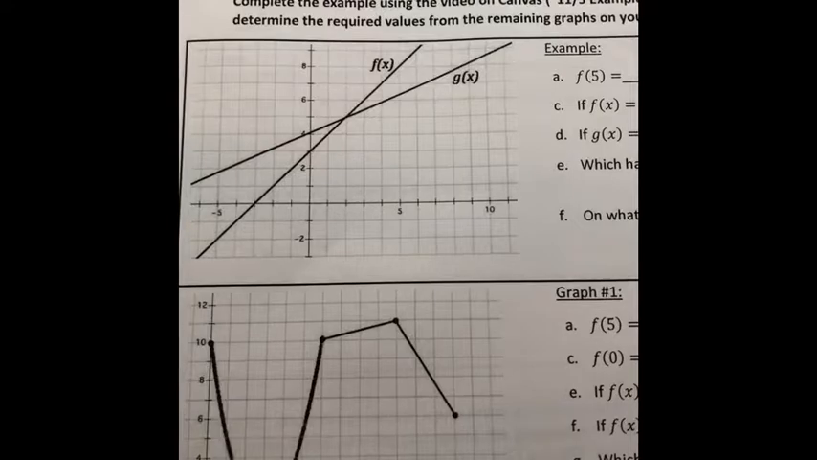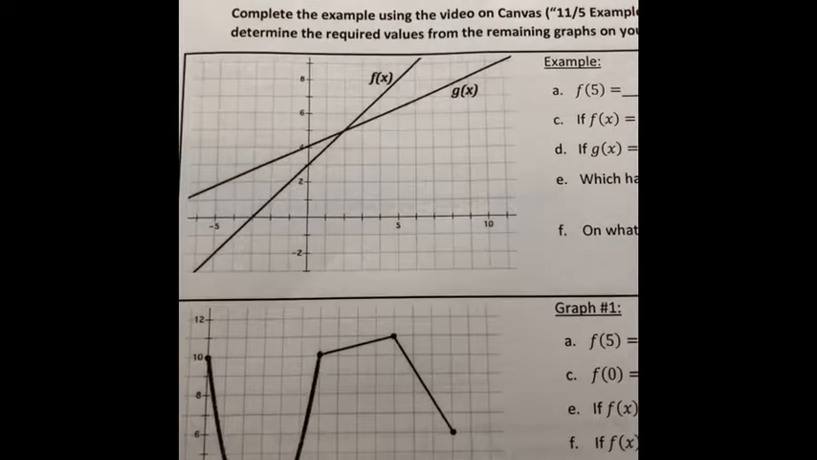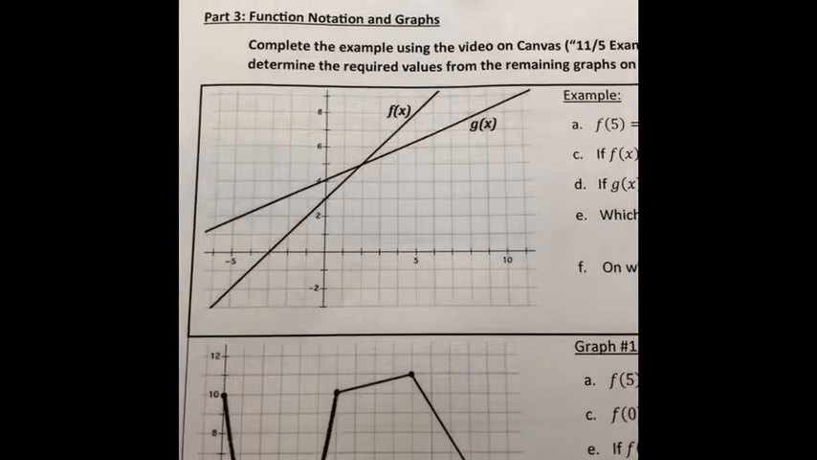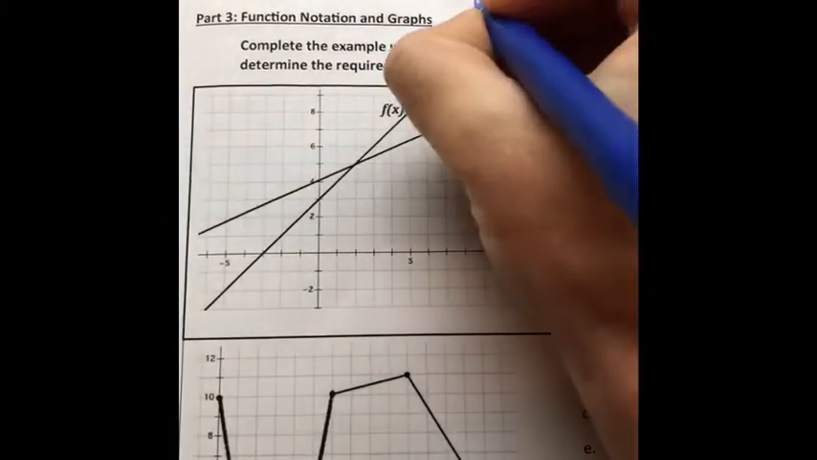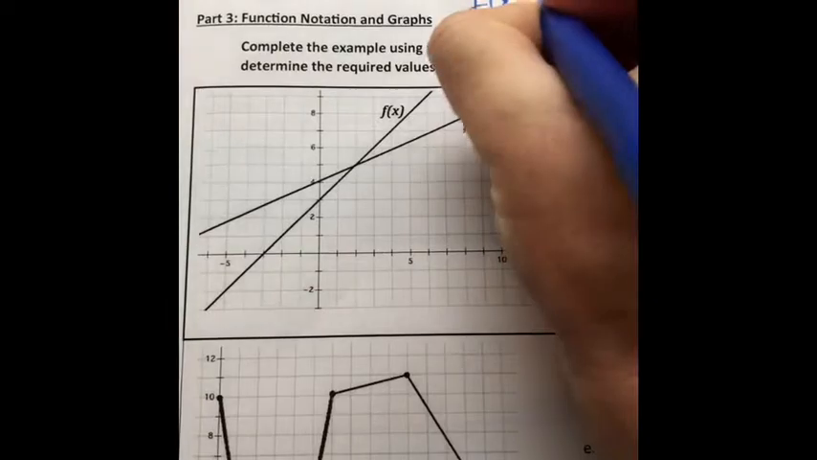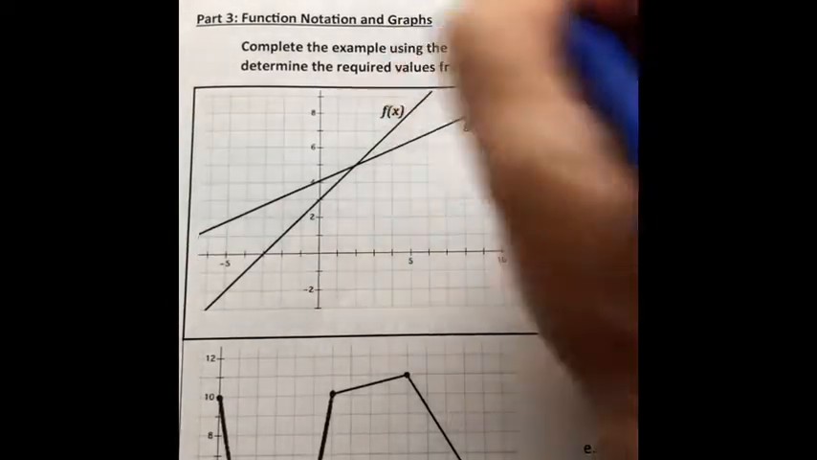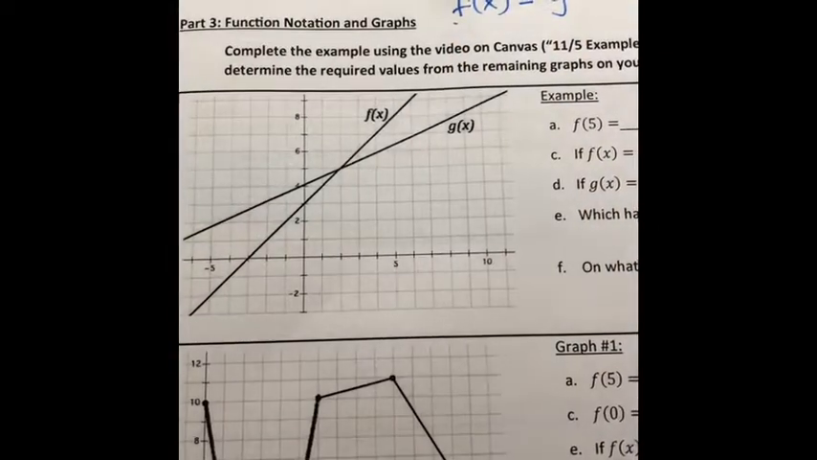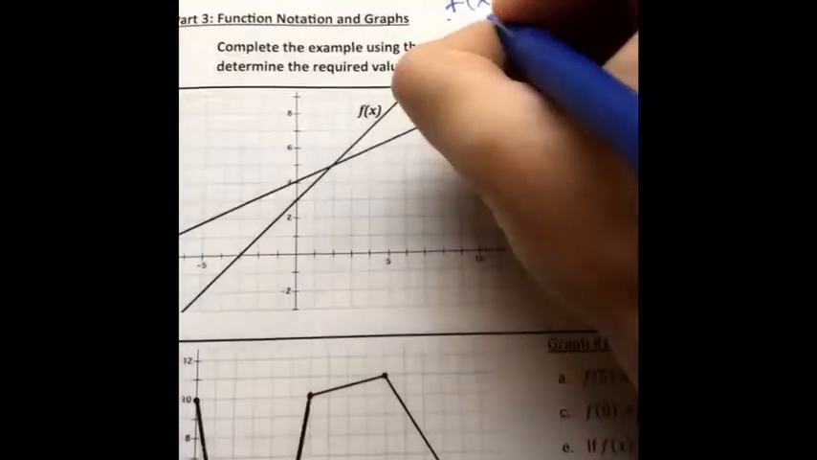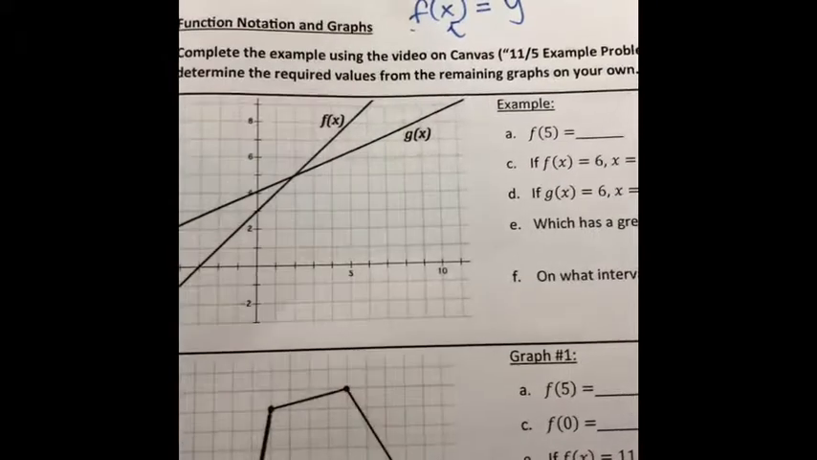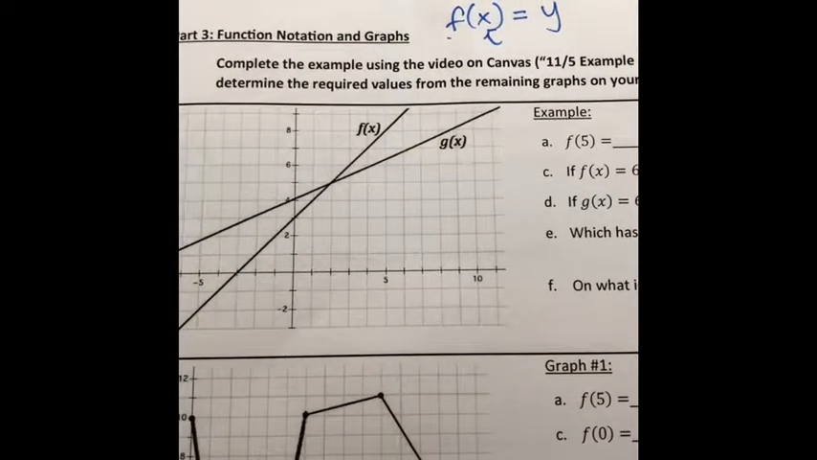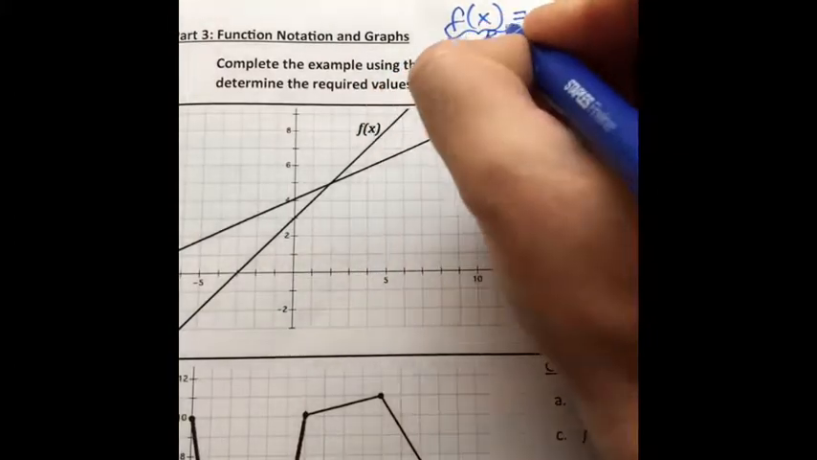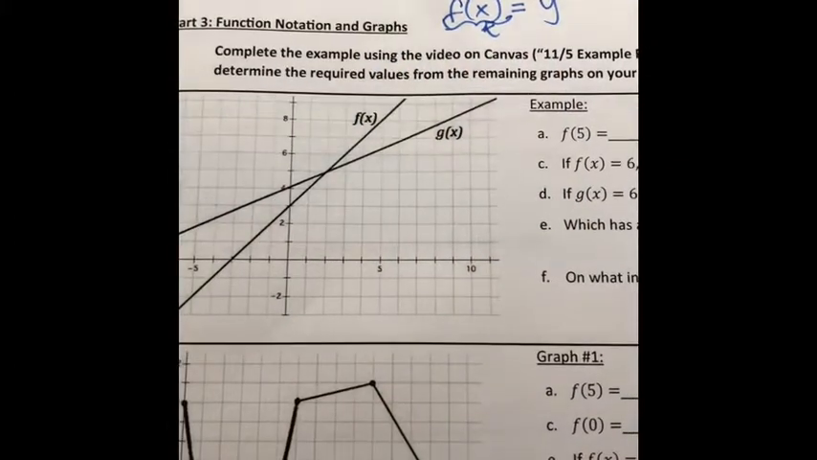All right, welcome back to part 3. This time we're talking about function notation and graphs. So one quick reminder about function notation. Anytime we see f of x or any other type of letter, that's just a name for a function. It's the same thing as a y value. And anytime we see a number inside parentheses, we can always remember that is an x value. Anything outside of it set equal to this is a y value.